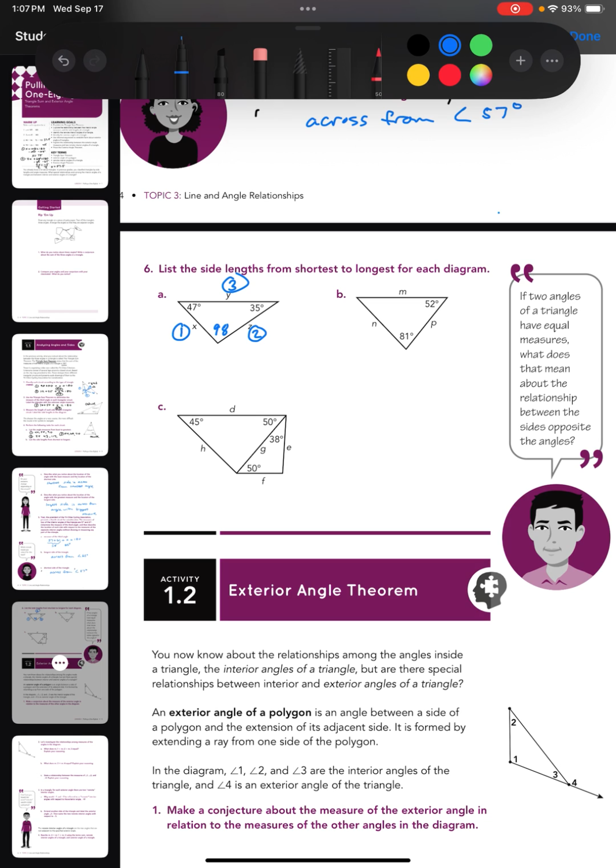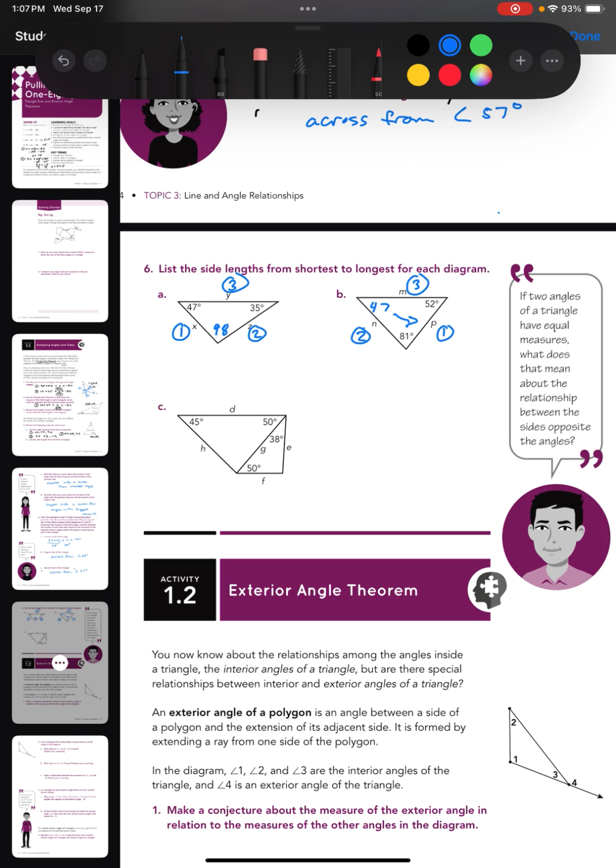For B, the missing angle, if we had 52 and 81 to get to 180, it would be 47 degrees. Those would add to be 180. So our shortest side would be P across from the 47. Next shortest would be across from the 52, side N. Then our longest side would be side M.